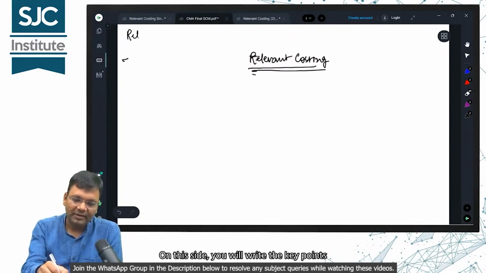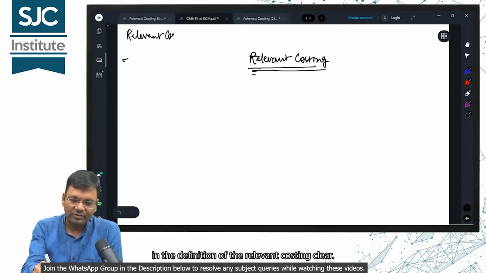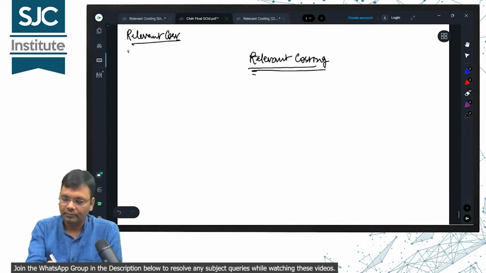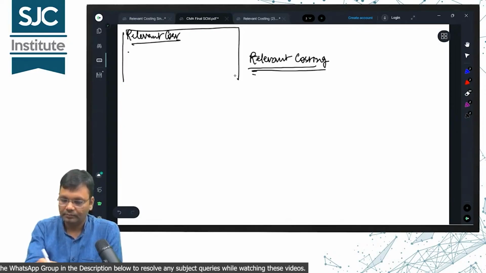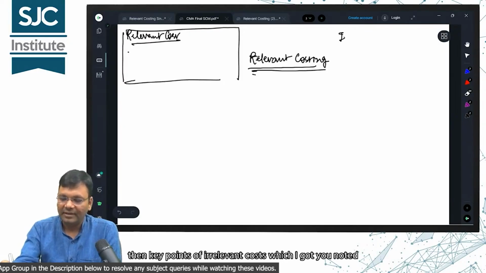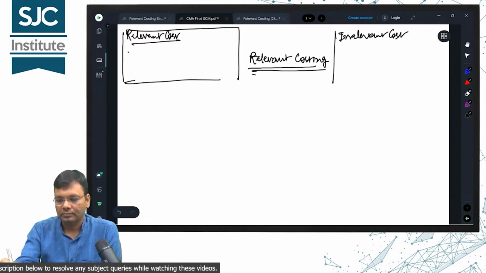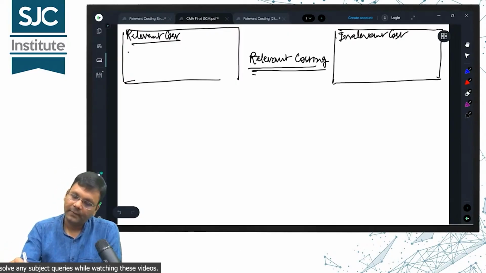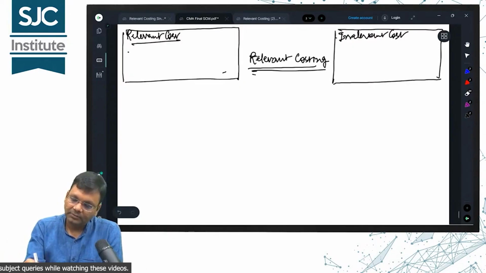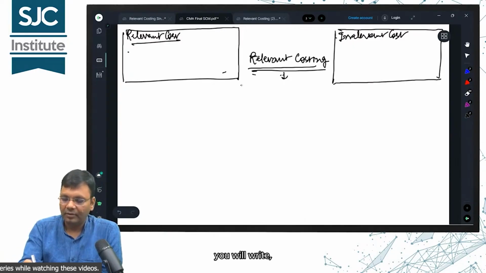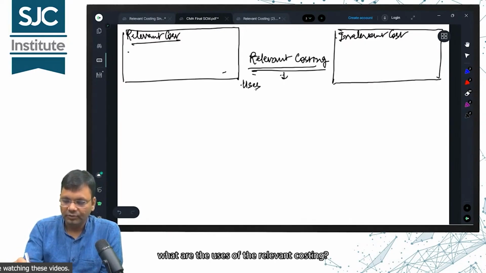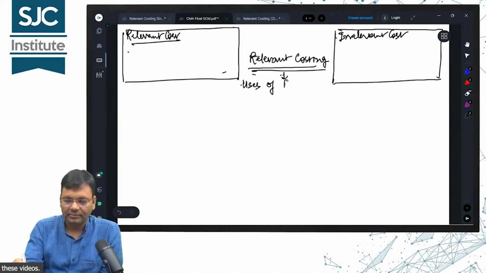On this side, you will write the key points in the definition of the relevant costing, clear? Like this. Then key points of irrelevant costs, which I got you noted in your notes. Then here you will write what are the uses of the relevant costing, in brief.